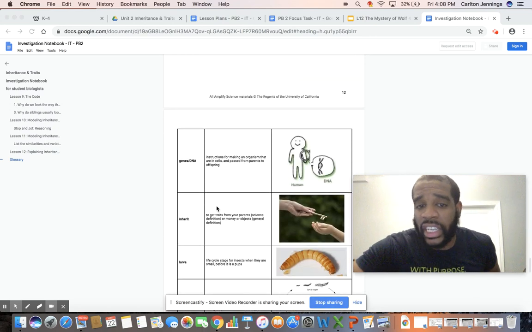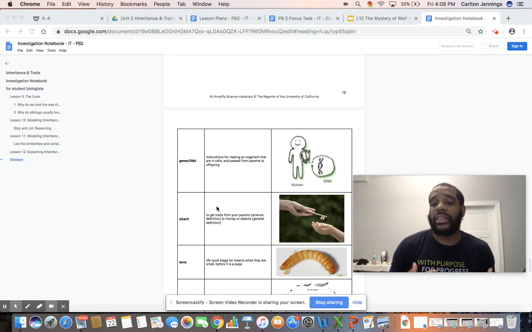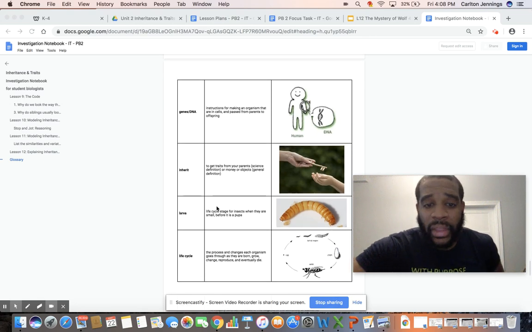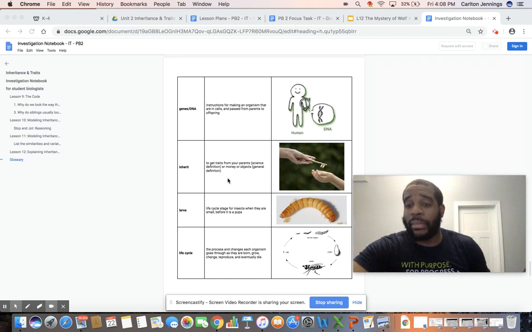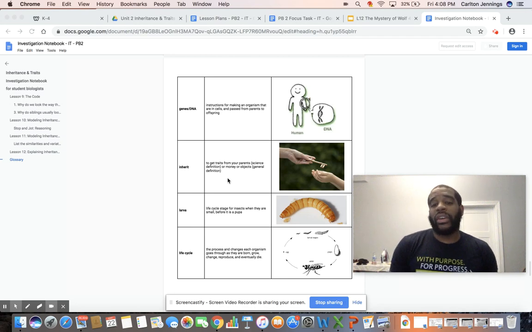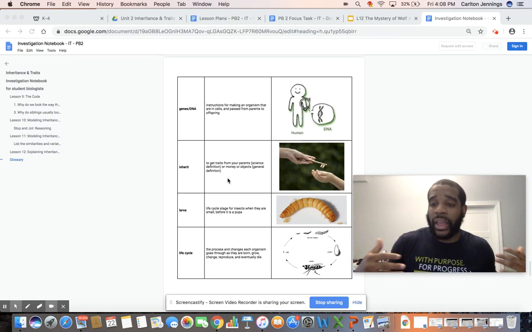Genes and DNA are instructions for making organisms that are in cells and passed from parents to offspring. So when we see what's inherited, people inherit their DNA and genes, and this comes from your mom and dad. Inherit means to get traits from your parents, or you can also inherit money or things like that, from your mom or dad. But for this lesson, we're just talking about inheriting DNA and genes. So just like what makes us look the way that we look and what's inside of us to make us be who we are.